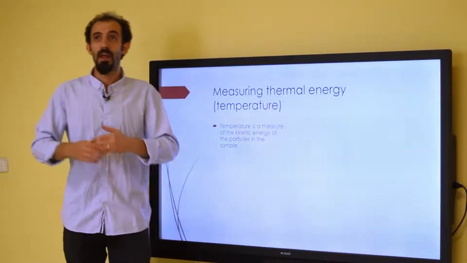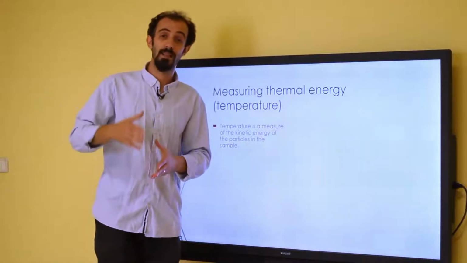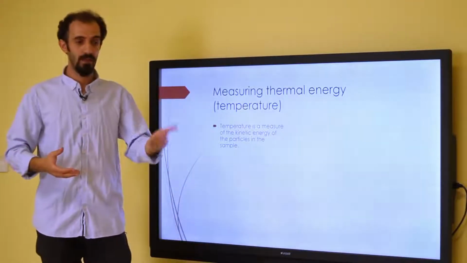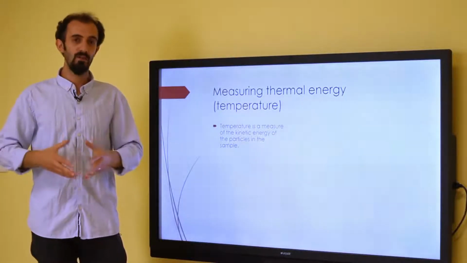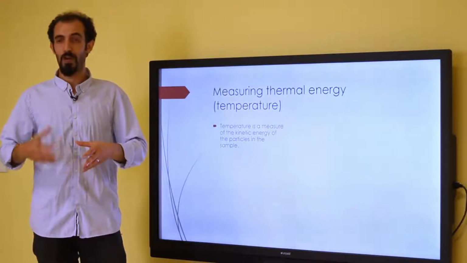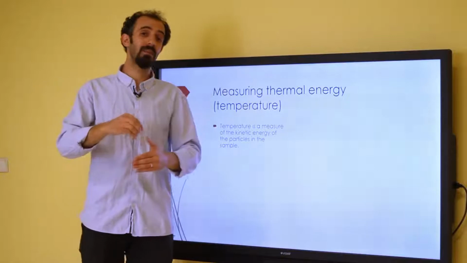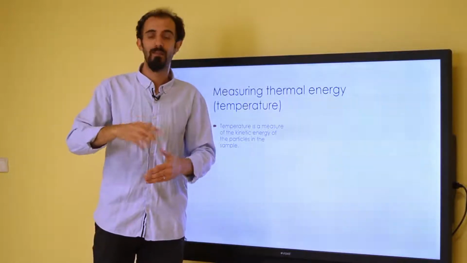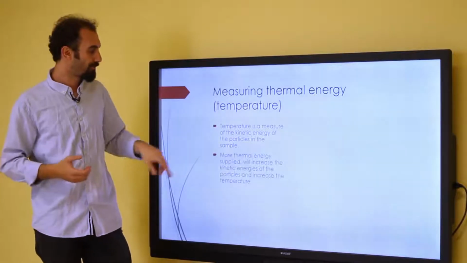In other words, the higher the temperature of a sample, whatever that sample was, a piece of iron, some water that you put on the stove to boil, or even the air surrounding you, have a certain temperature. And the higher the temperature is, the more kinetic energy the particles of that sample have. They move faster. The faster they move, the higher the temperature.